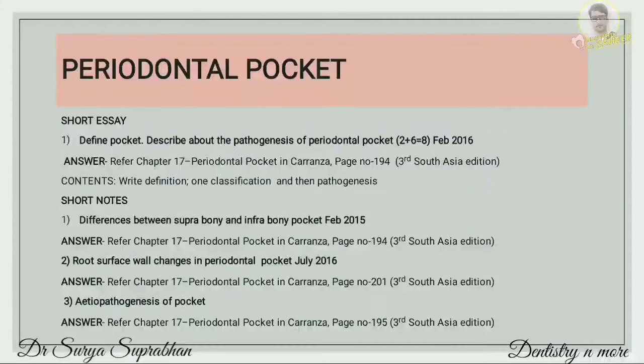Then for more, you can refer page number 201 in the periodontal pocket chapter, Carranza. Then the next one is etiopathogenesis of pocket, that you can find in the periodontal pocket chapter, Carranza, page number 195.